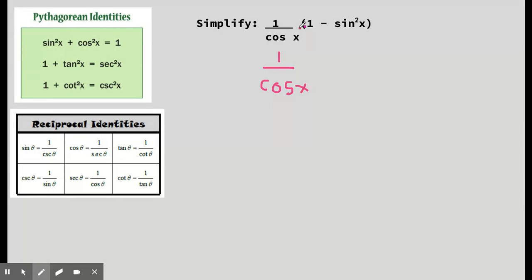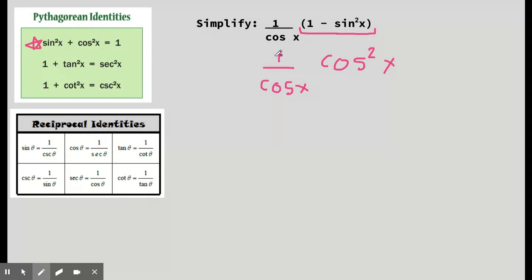However, I do recognize that this 1 minus sine squared x corresponds to this first Pythagorean identity over here. So if I just subtract sine squared x from both sides, then I get cosine squared x. So I made a substitution. I took away the 1 minus sine squared x and made a substitution with an equivalent expression that means the same thing. So that is cosine squared x.